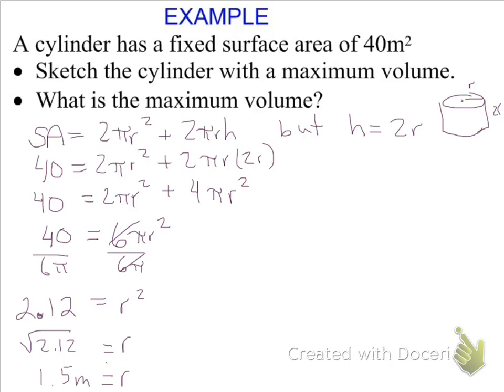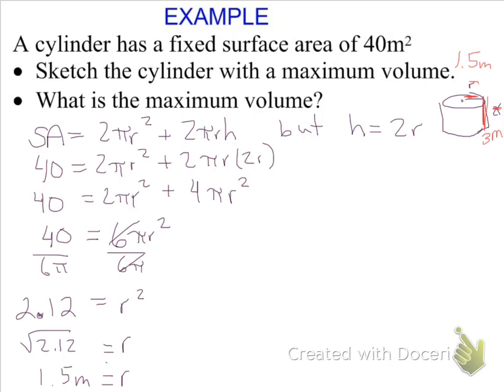Okay, and if I take a look at the shape and I want to label it, well, if r is 1.5 and the height is 2r, so I could replace these numbers here. Instead of an r up at the top, I can put 1.5 as my radius. And instead of 2r on the side here, that means I have a height of 3 meters. So this distance here is 3, and the radius here is 1.5.